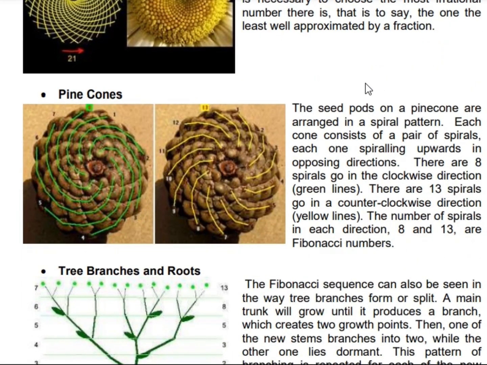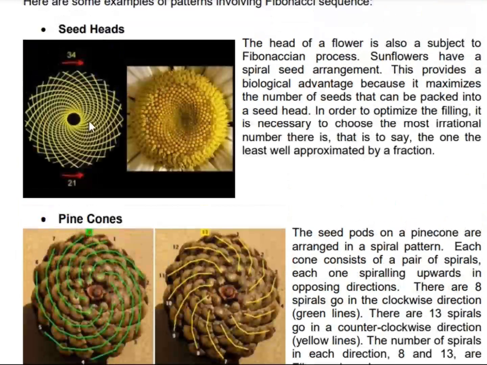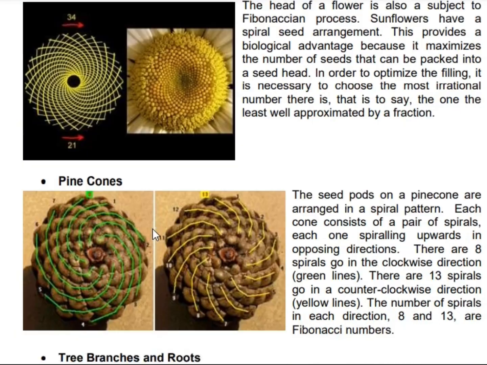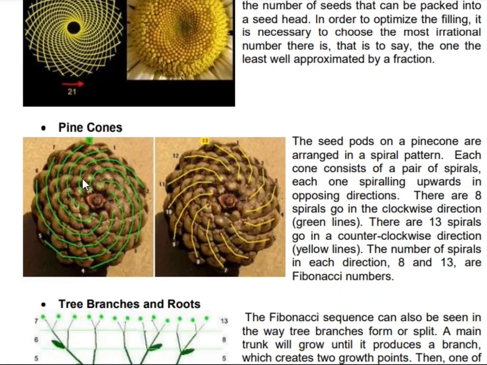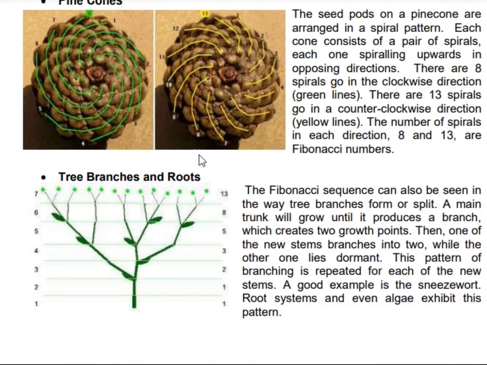Next, we see the Fibonacci sequence in pine cones. Just like the seed heads and their distribution, we have here 21 counterclockwise and 34 clockwise. And take note, 21 and 34 are two numbers in the Fibonacci sequence. In pine cones, we also have, let's say, 8 clockwise and 13 counterclockwise. Take note, 8 and 13 are also found in the Fibonacci sequence.